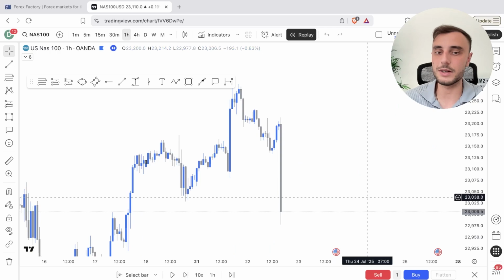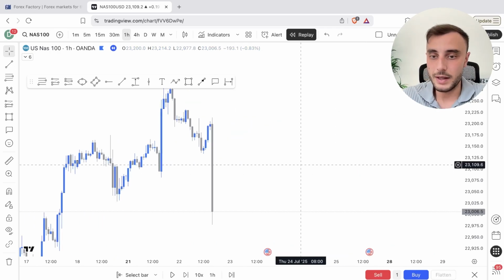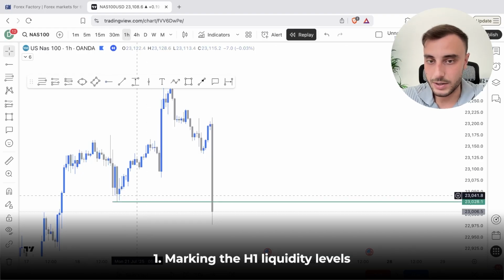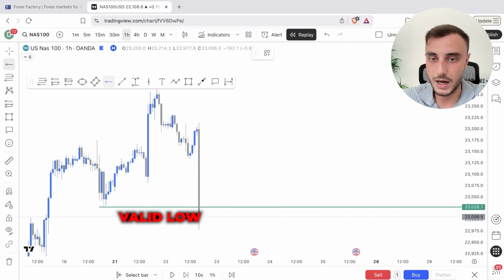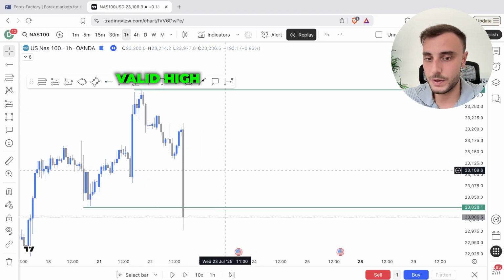All right, so right here is when I opened the chart on NASDAQ for the first time yesterday. And the first thing that I did is I marked the liquidity levels. I saw that NASDAQ liquidated this low over here, and the most recent valid high was this one up there.